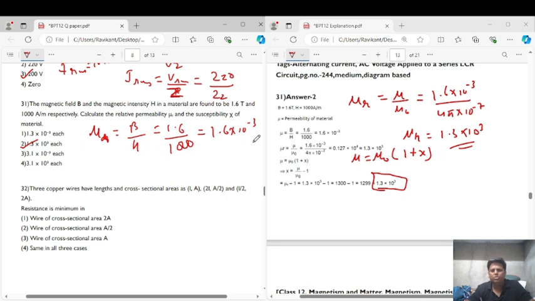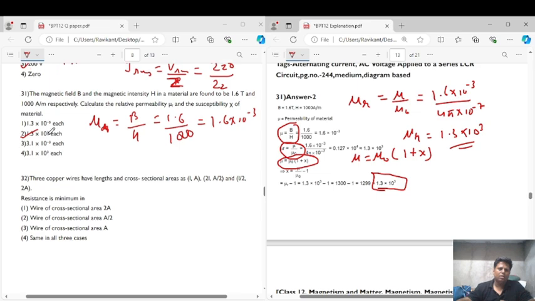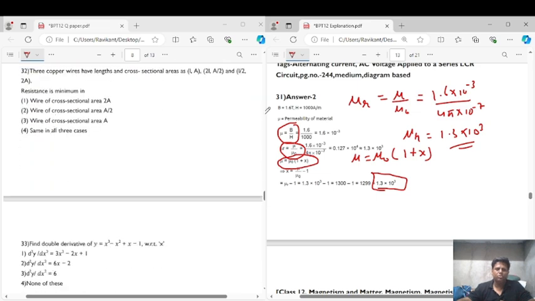So the formulas used over here are mu is equal to B by H, mu R is equal to mu upon mu naught, and mu is equal to mu naught into 1 plus xi. Right? So using these three formulas, we get that magnetic susceptibility and relative permeability are the same, that is 1.3 into 10 to the power of 3. Then question number 32.